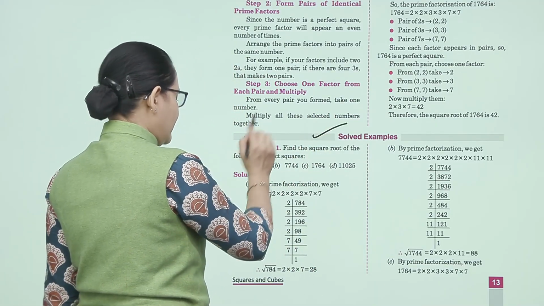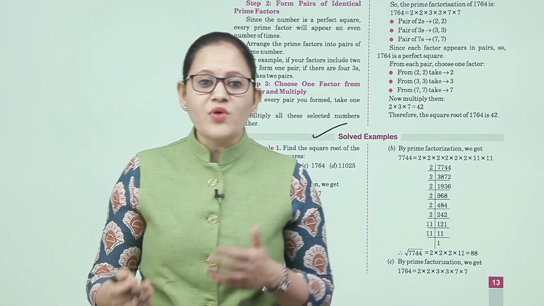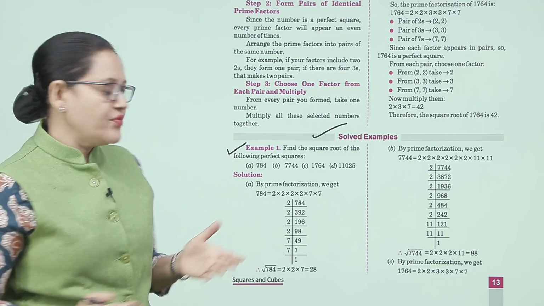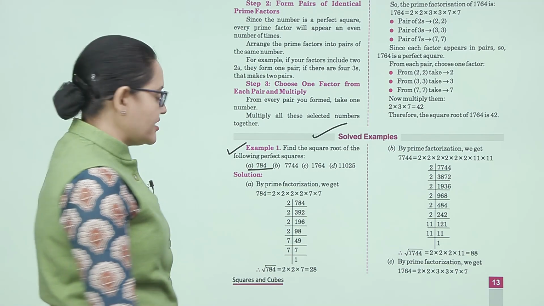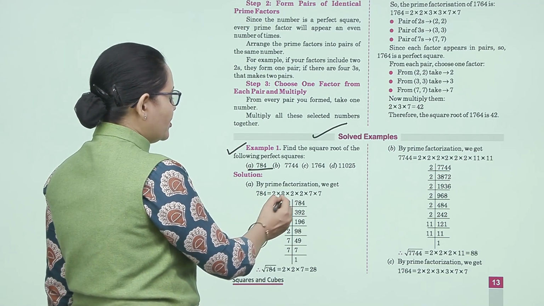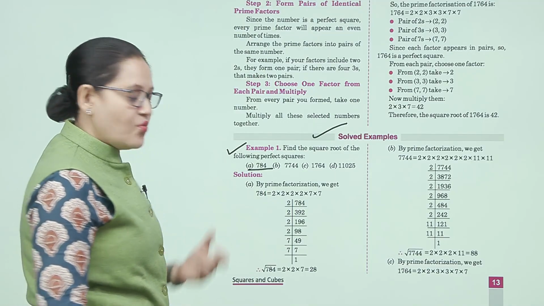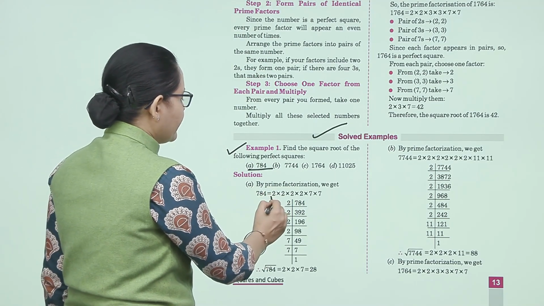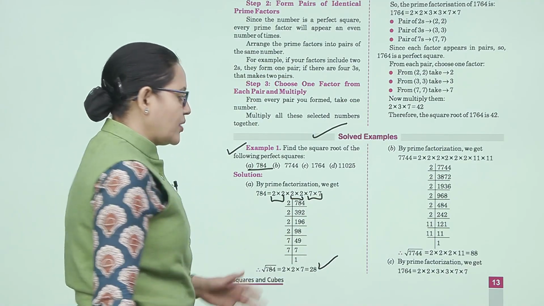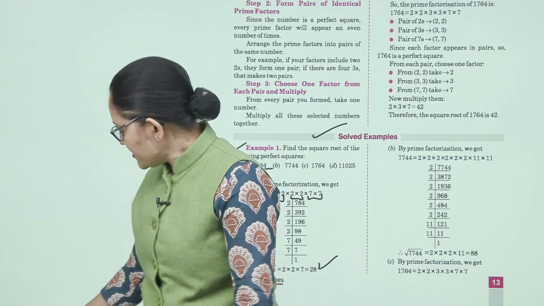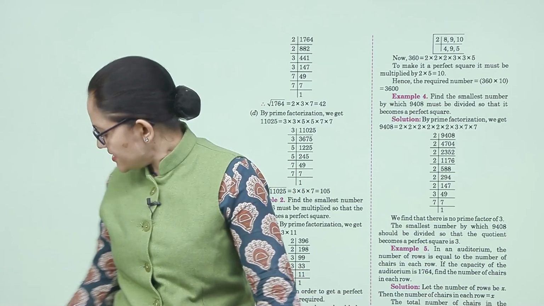Now, let's see one example here. Find the square root of the following perfect square. We have to find the square root of 784. First we will do prime factorization. This is the prime factorization: 2 into 2 into 2 into 2 into 7 into 7. We will take one from each pair, so 2 into 7 equals 28. Clear? Practice all the examples given here.